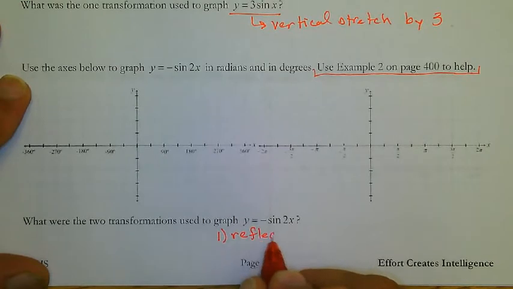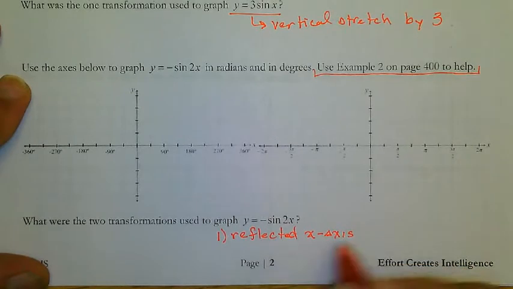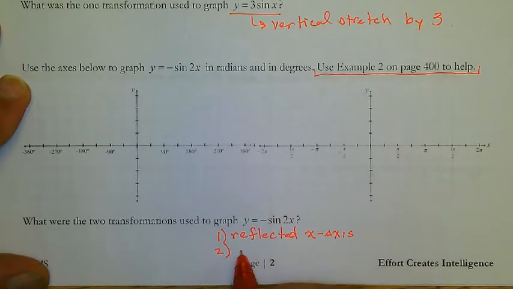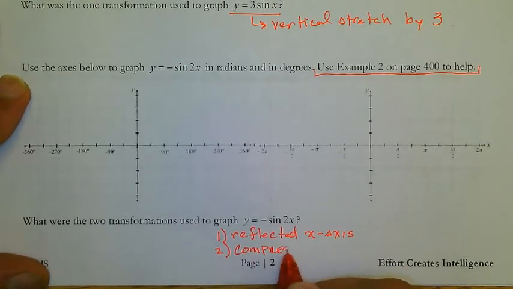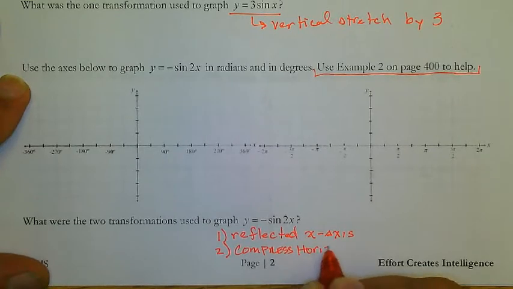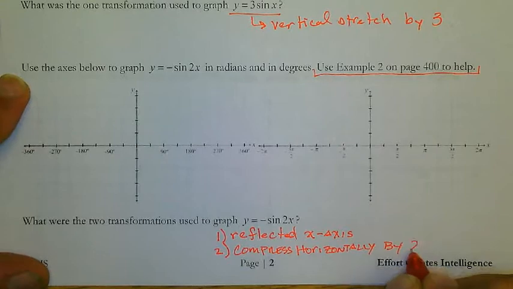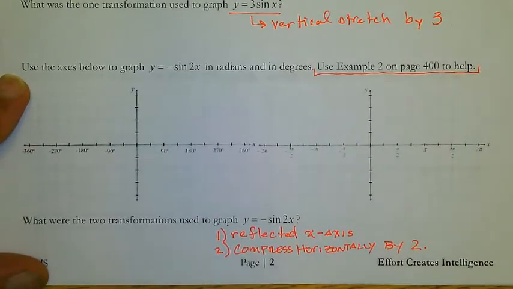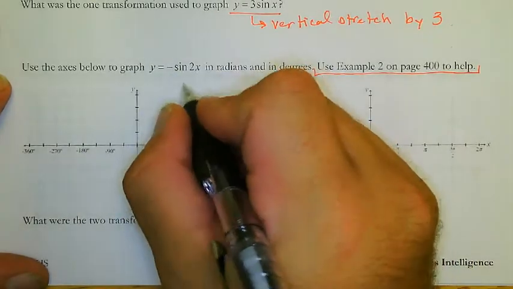One, I reflected in the x-axis, and two, what happens with the 2x? With the 2x, I compressed horizontally by 2. Right? I compressed horizontally by 2. I reflected the x-axis. Okay, so once again, this general sine function, right?